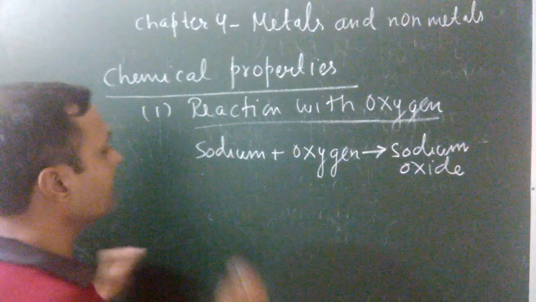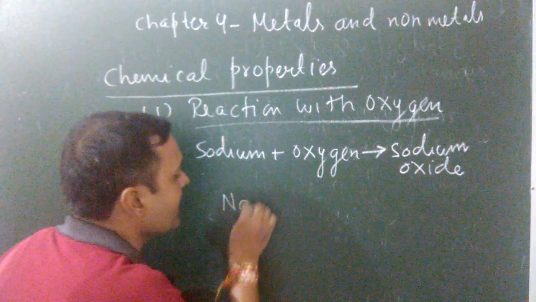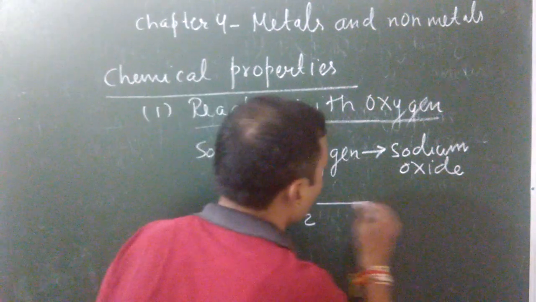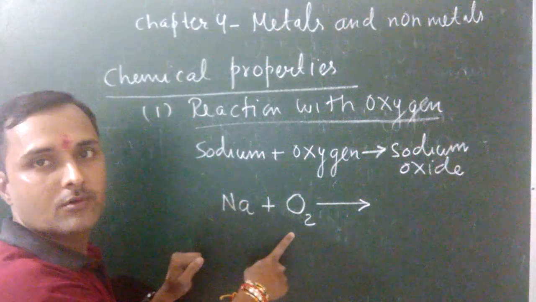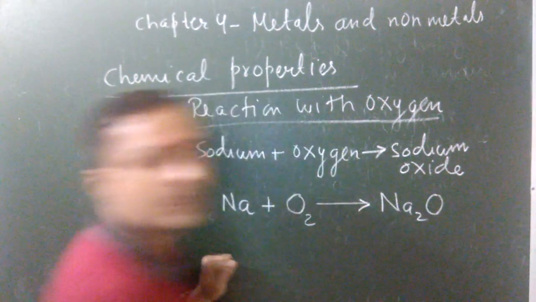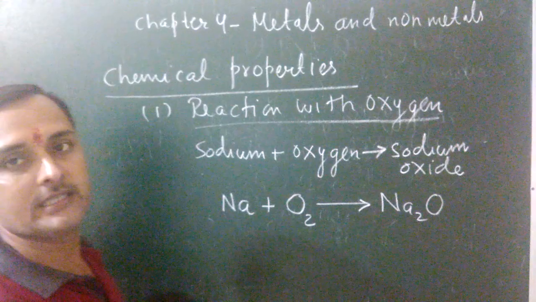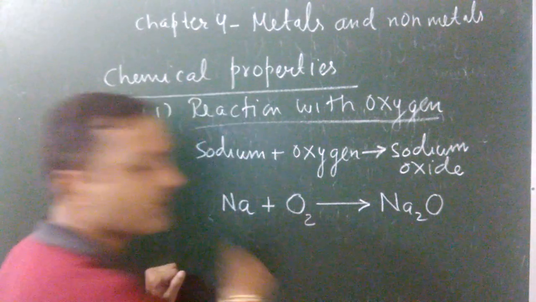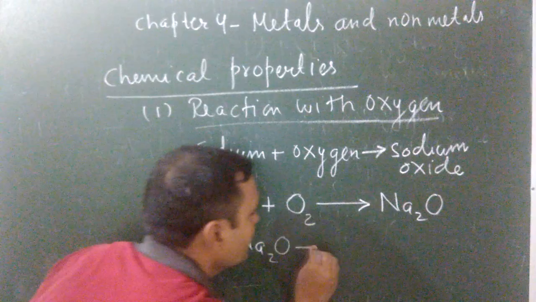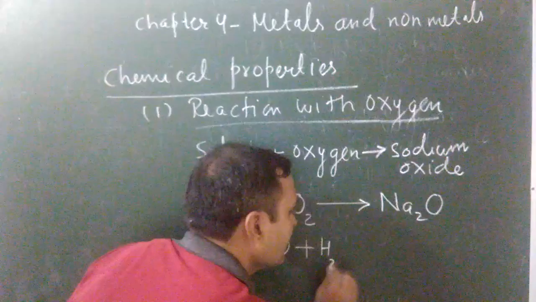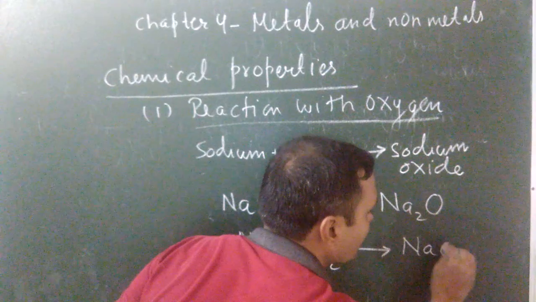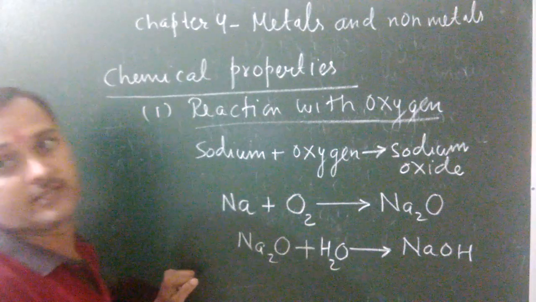By symbol you can write it. You know the symbol of sodium is Na. Oxygen is O2, not O, because it is a molecule. There is formation of Na2O. This is sodium oxide. When this sodium oxide combines with water, Na2O plus water, it always gives a base, and the base is sodium hydroxide, NaOH.